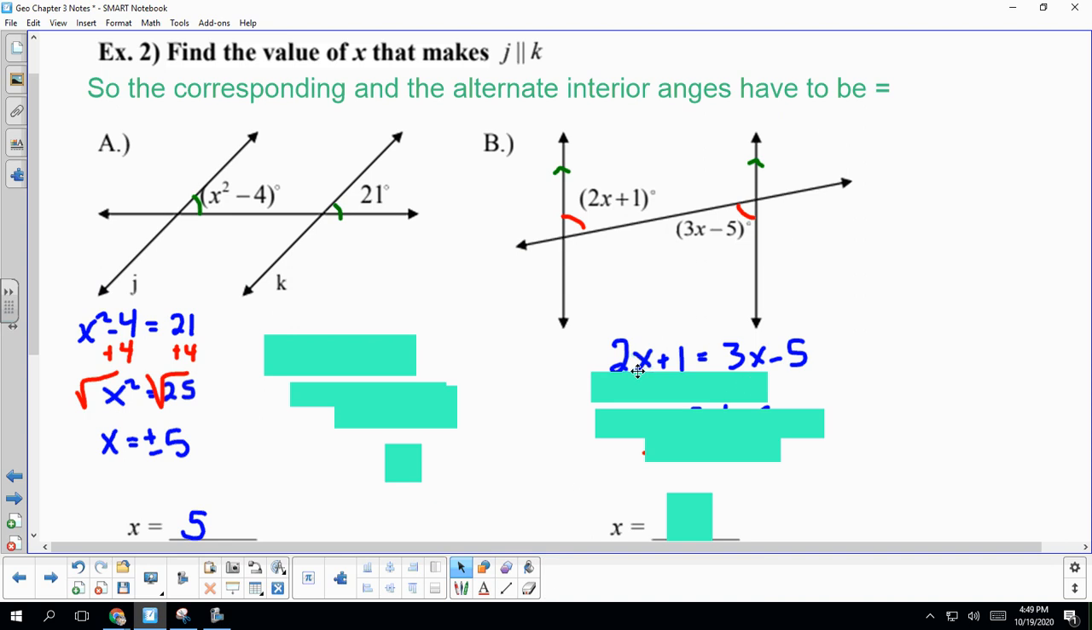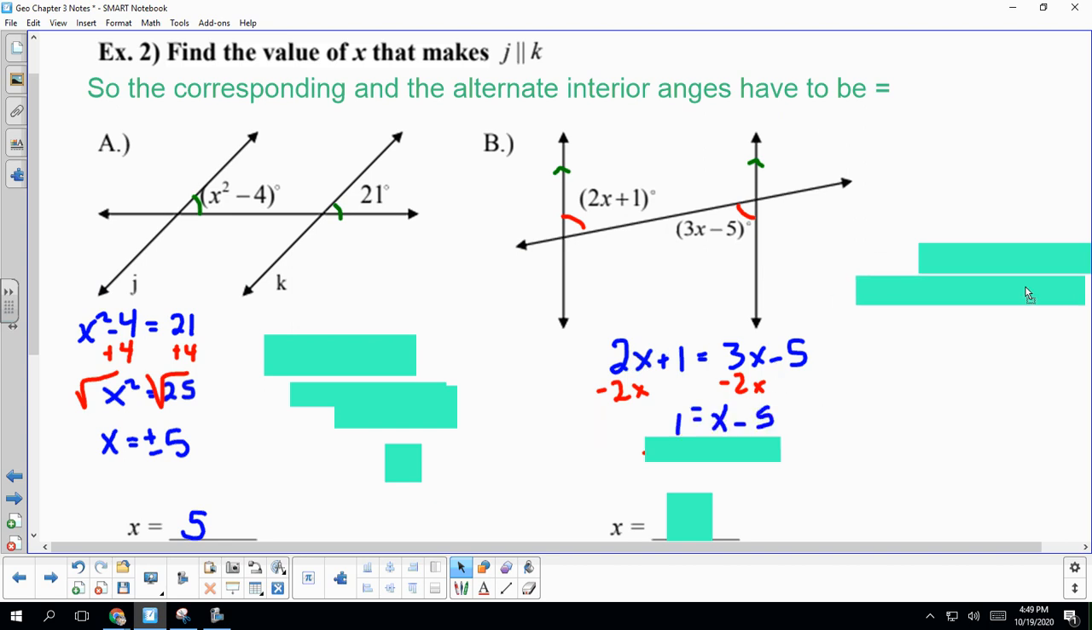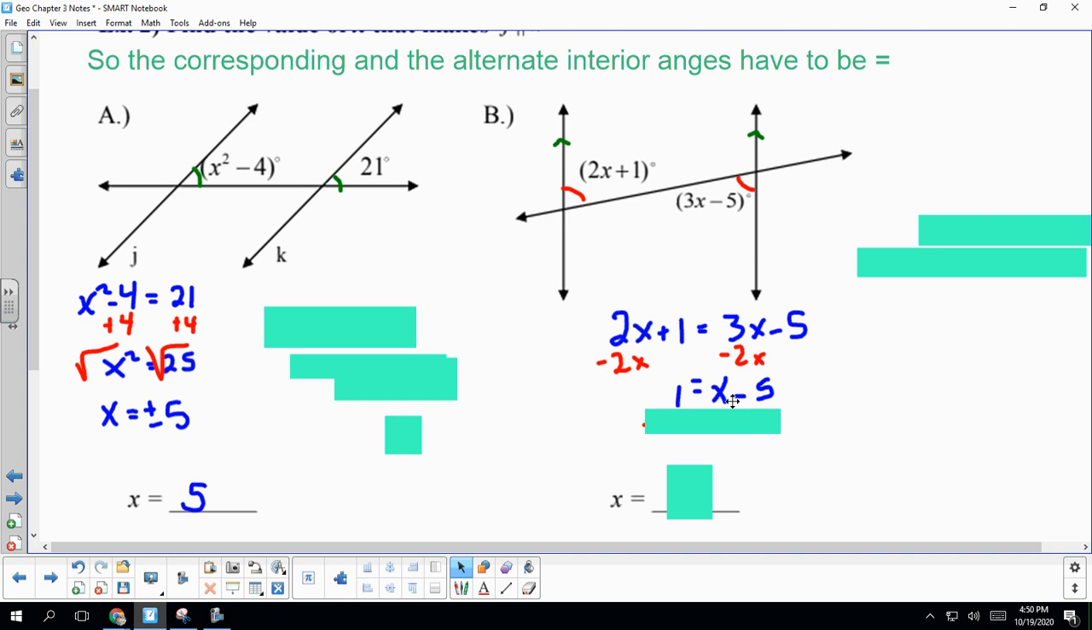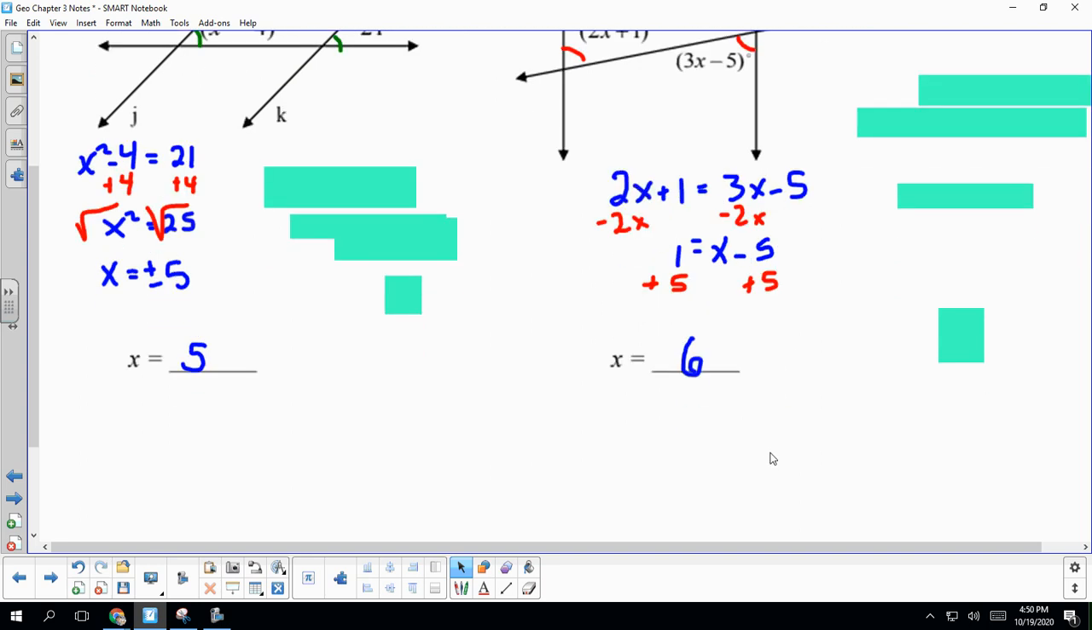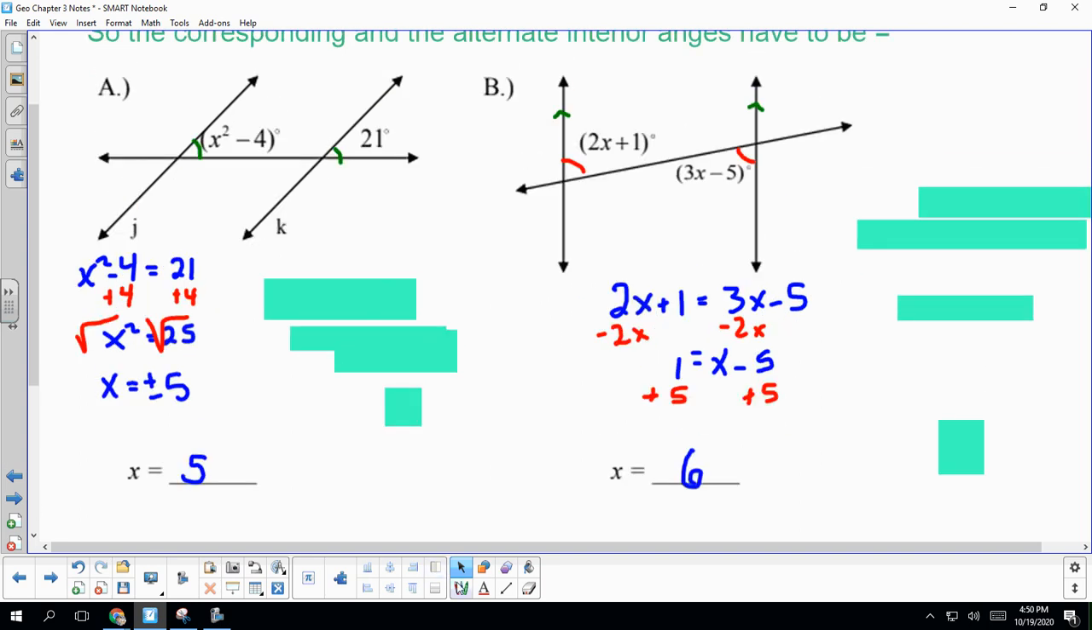So if I have 2x plus 1 equals 3x minus 5, I always pick the smaller of the x's to go first, minus the 2x. So we get 1 equals x minus 5. And then we add 5 to both sides. We get x is equal to 6. And I'm not sure why I dropped the plus or minus here. Okay.